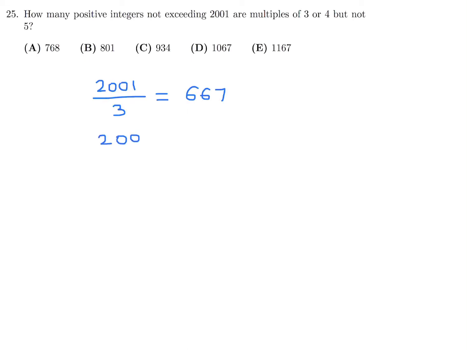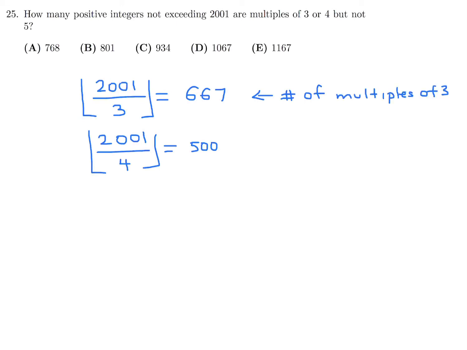And then now 2001 divided by 4 is a little more than 500, but we are looking for the number of multiples, so we're obviously going to be looking for just the integer values. So this represents the number of multiples of 3, and this represents the number of multiples of 4 between 1 and 2001. So this looks like a total of 667 plus 500.